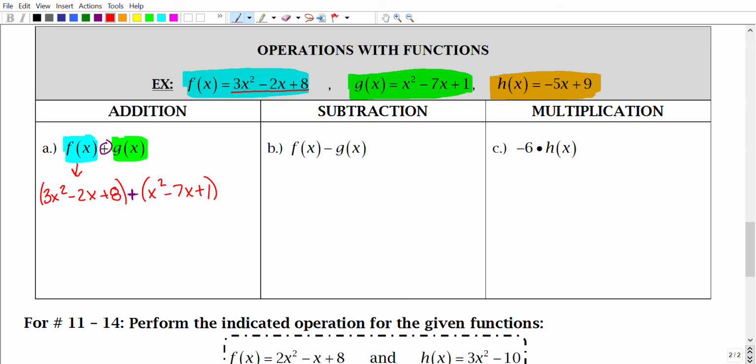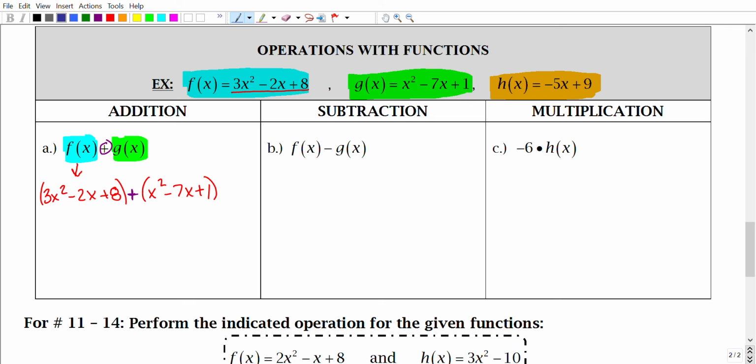Now, this is where you have to be careful. Not so much with addition, but definitely with subtraction, guys. Notice how I encapsulated and put all of f of x in one parenthesis and all of g of x in another parenthesis. The reason I'm doing that is because we're going to have to do that for subtraction, because you're going to have to distribute something here that you might not have otherwise done had you not had those parentheses.